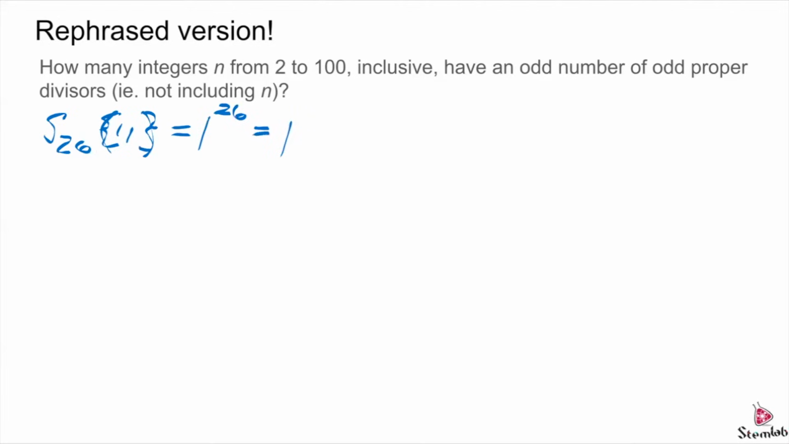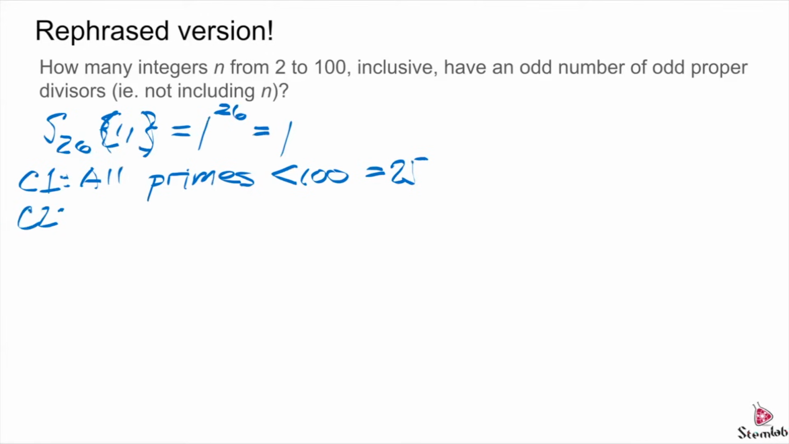So case 1 immediately is all primes less than 100. Some of you might just remember this: there are 25 of them. And there's another special case, case 2, which is powers of 2.